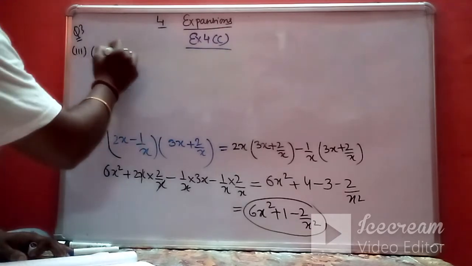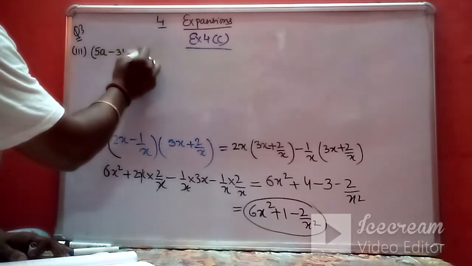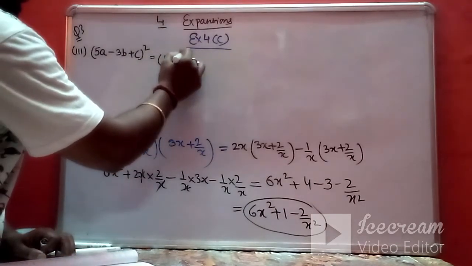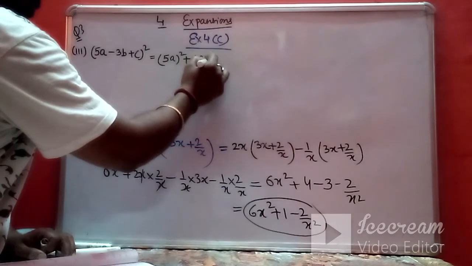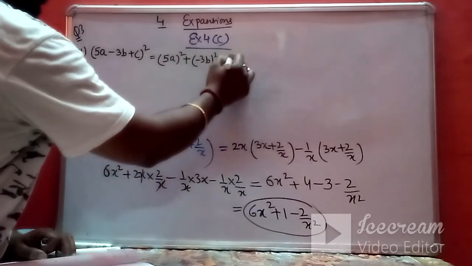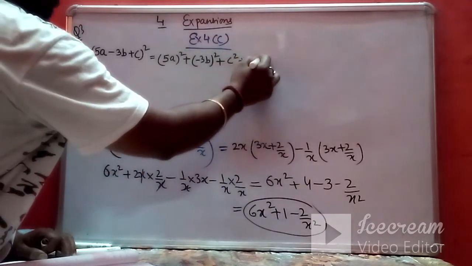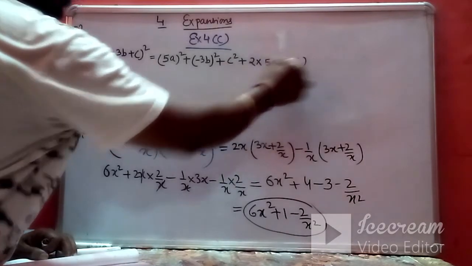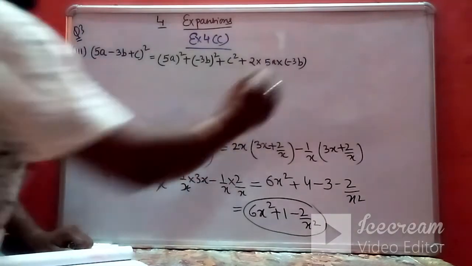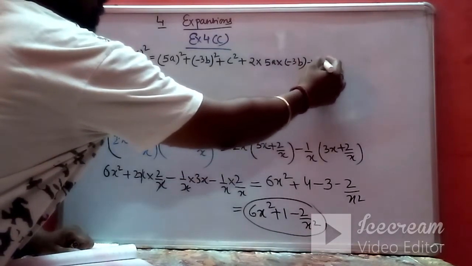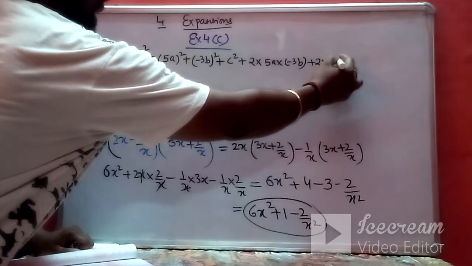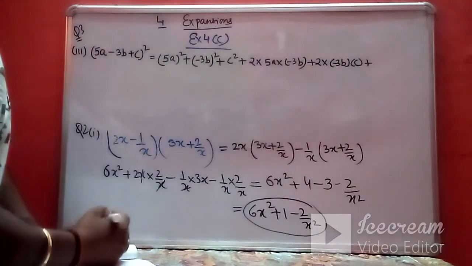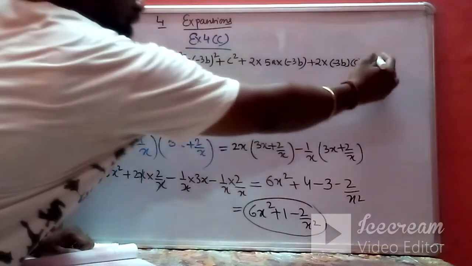(5a - 3b + c) whole square. So this is a square plus b square plus c square plus 2 into a into b along with the sign, plus 2 into bc again along with the sign, plus 2 into ca.